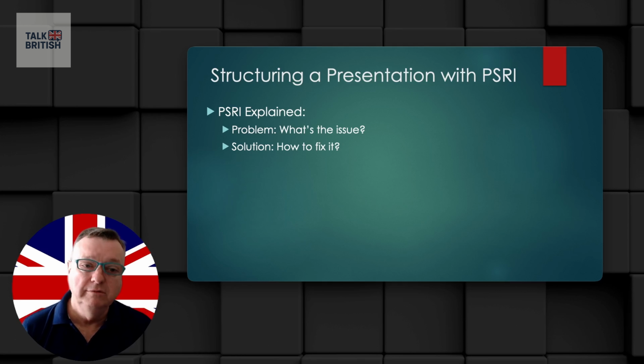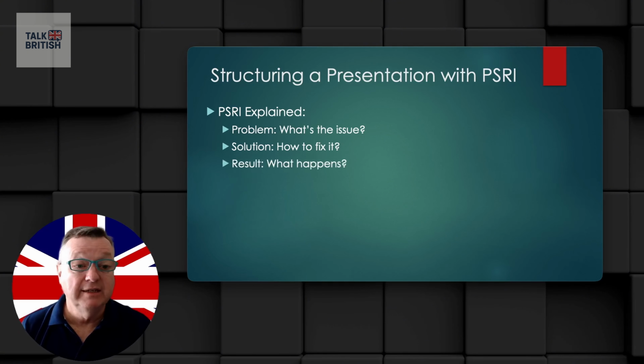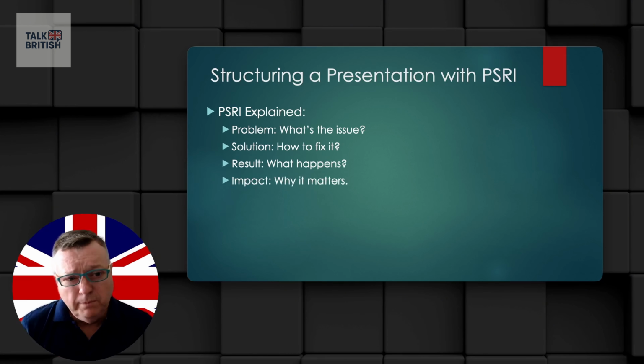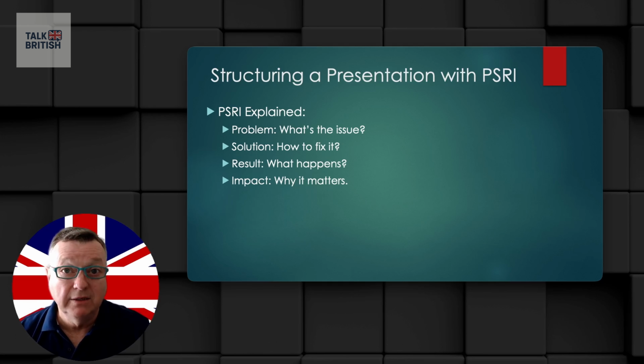If you have a structure: the problem, what the issue is; the solution, how to fix it; the result. So if you fix it or if you implement this plan, what would happen? So the R is the result, and then the impact. Why does this matter? Now, if you put this together as a presentation structure when you're preparing any presentation, you will be very engaging because not only are you identifying a problem, you're showing them there's a solution. So now they're interested. Okay, there's a solution. What's the result of that solution, and why does it matter to us?